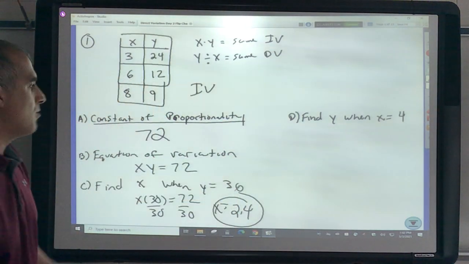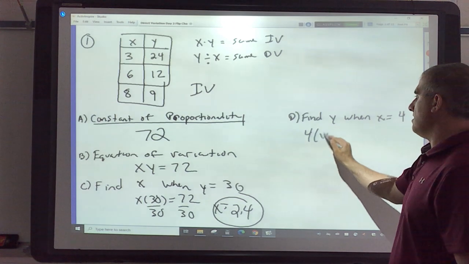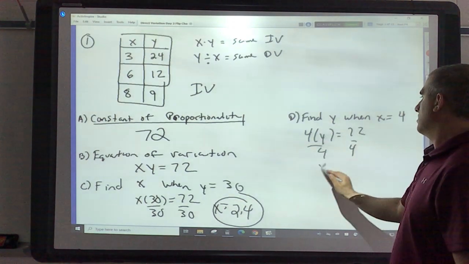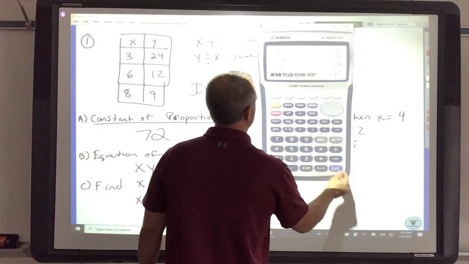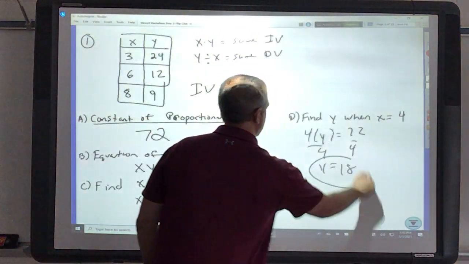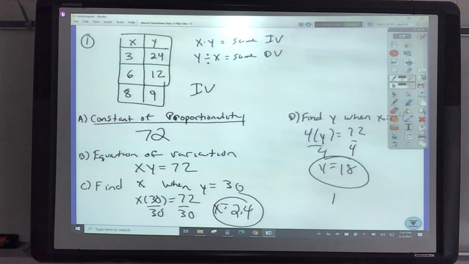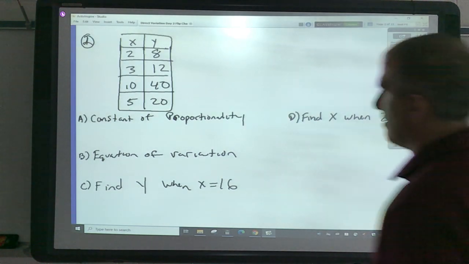This other one says find y when x is 4. So I just put 4 in that spot, and I divide by 4. So y equals 72 divided by 4, which is 18. Okay, so that's pretty easy stuff there. We're going to do a couple of these just to practice. I got a bunch of these.